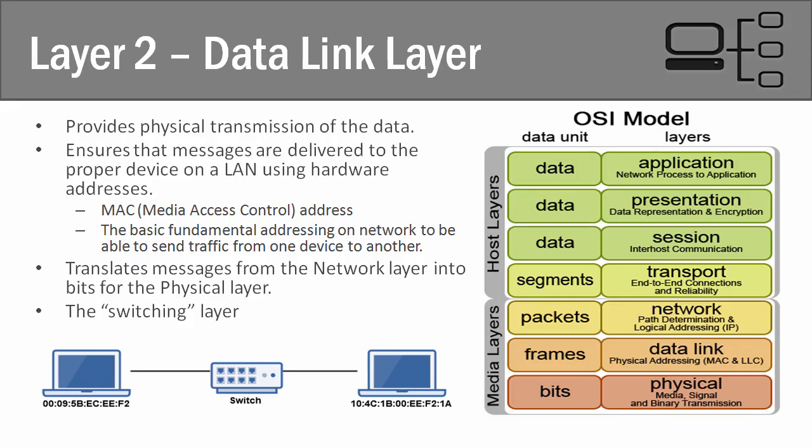Okay, so now we're down to layer 2, the second to the last layer. We started with the application layer, and now we're all the way down to the data link layer. So let's go ahead and take a look at what this represents. And in the previous video, I talked about this briefly. This deals with MAC addresses.